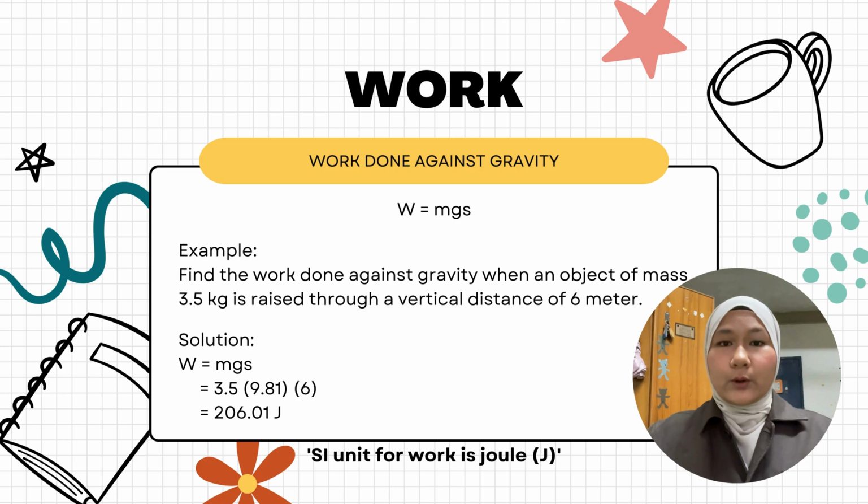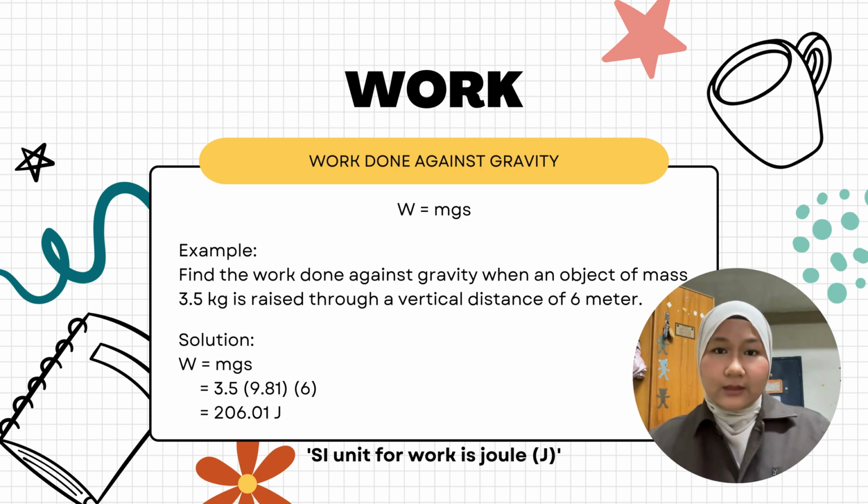Next, we have work done against gravity. The formula for work done against gravity is W equal to mgs, where m is mass, g is gravitational acceleration, which is 9.81, and s stands for displacement.